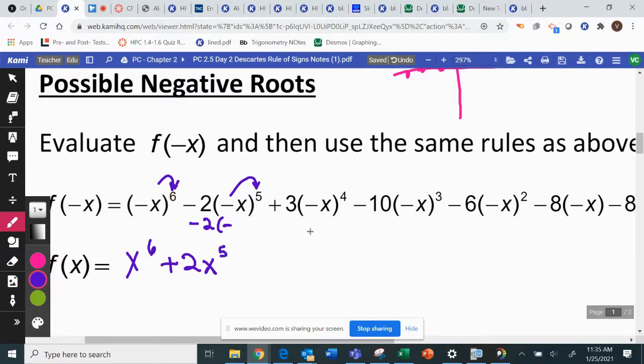And then this one here, I've got a negative x to an even, so it's going to be positive, and that doesn't change the sign of the 3. Here I've got a negative 10, and then I have a negative x to the 3rd. So two negatives together makes a positive. I've got a negative 6 and I've got a negative x squared. Negative x squared is positive. So that stays negative x.